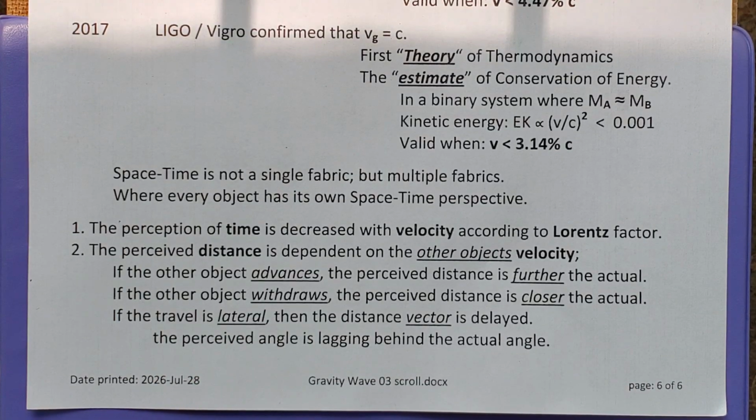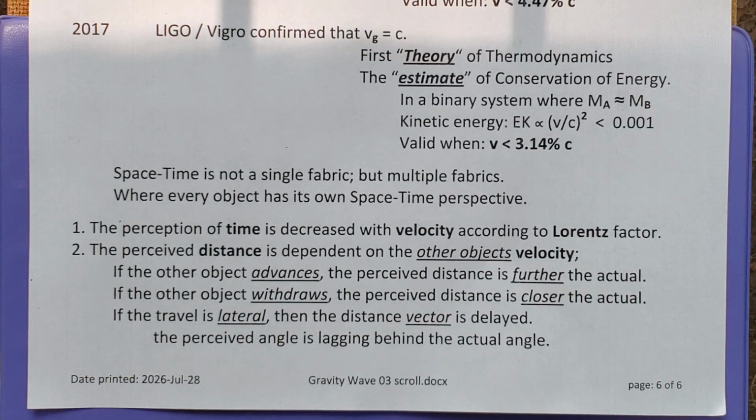And most recently, in 2017, the teams of LIGO-Virgo confirmed that gravity also travels at the maximum speed of light, reducing the conservation of energy to an approximation, valid only when the observed objects travel at speeds under 3.14% the maximum speed of light. While light is slowed by gravity, demonstrated by general relativity, which will be a different set of video series, the effects of gravity are not. Gravity travels at a constant velocity at the maximum speed of light.